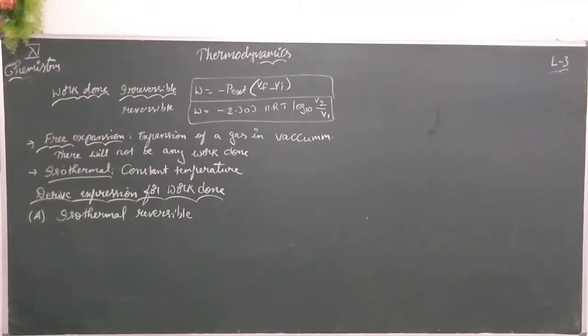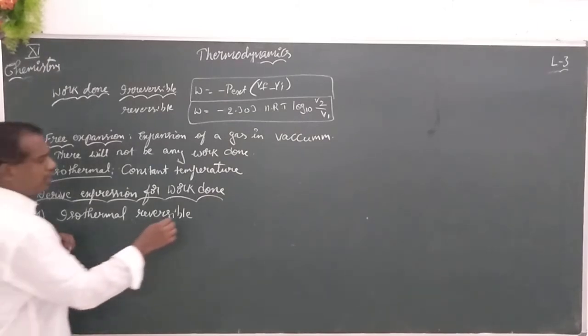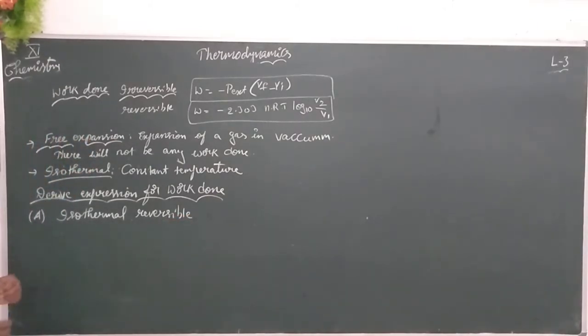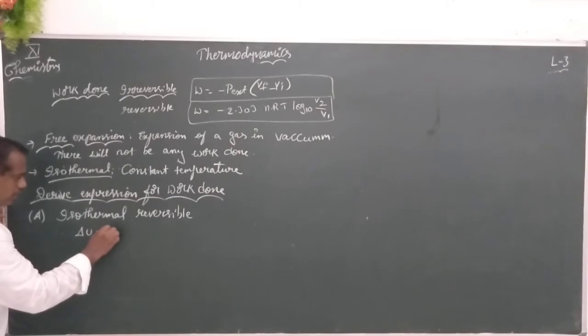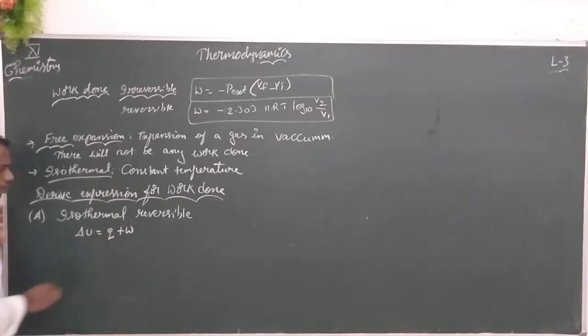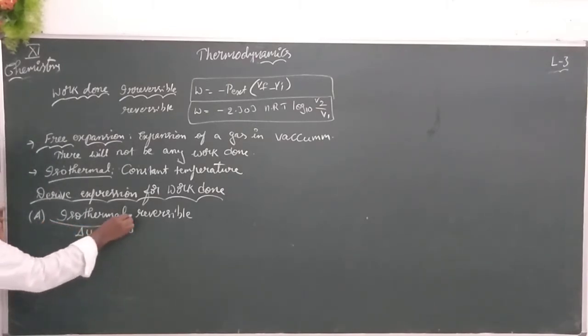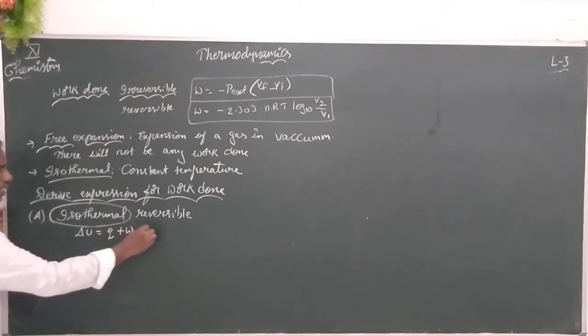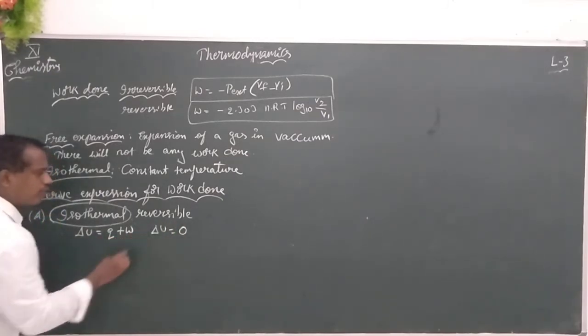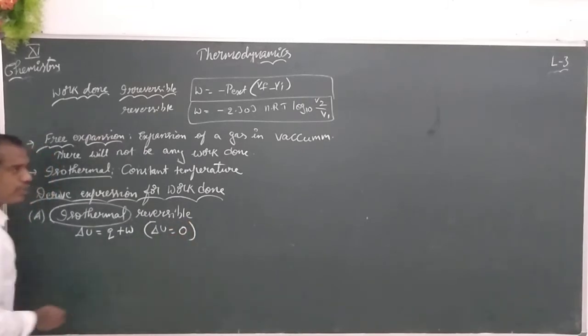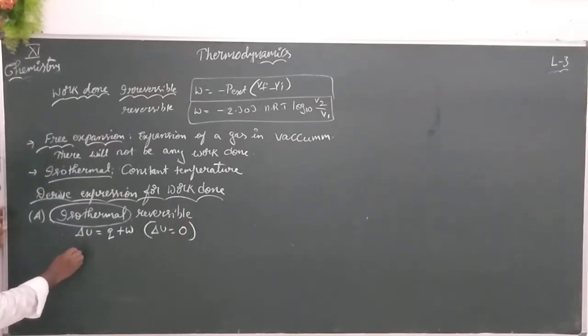Here is the expression for work done using isothermal reversible expansion of the gas. How do we know about the internal energy? Delta U is equal to Q plus W. During the isothermal process, delta U will be equal to 0. So we will give our equation as Q is equal to minus W.